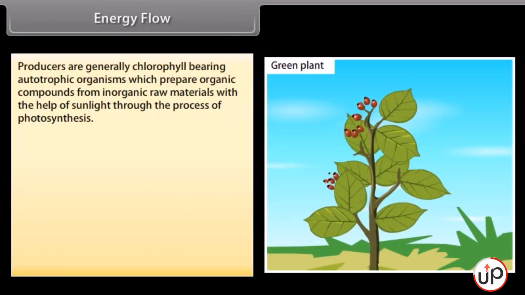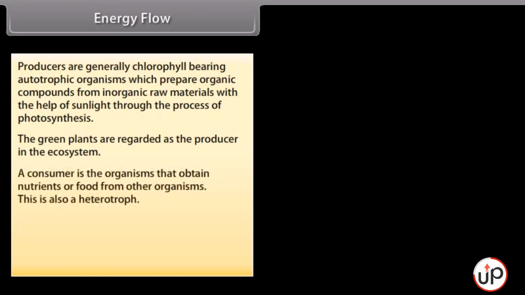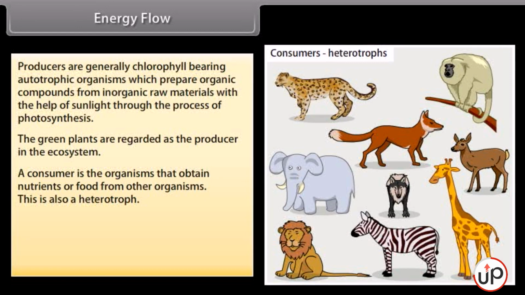Energy flow. Producers are generally chlorophyll-bearing autotrophic organisms which prepare organic compounds from inorganic raw materials with the help of sunlight through the process of photosynthesis. The green plants are regarded as the producer in the ecosystem. A consumer is the organisms that obtain nutrients or food from other organisms. This is also a heterotroph. All the animals shown in the figure are consumers and so on.